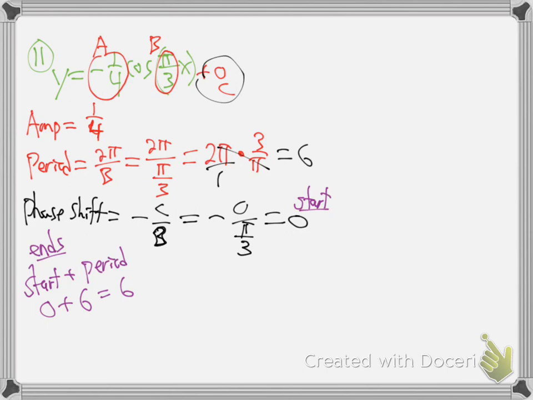Good so far? That making sense? So let's draw it. We start at 0, end at 6. Start at 0, end at 6.